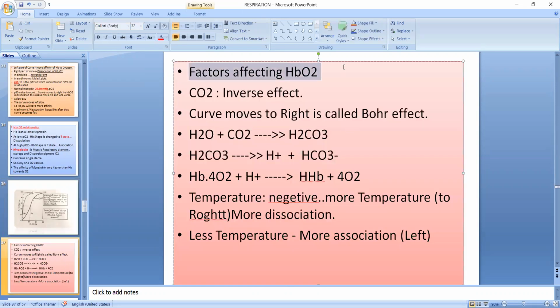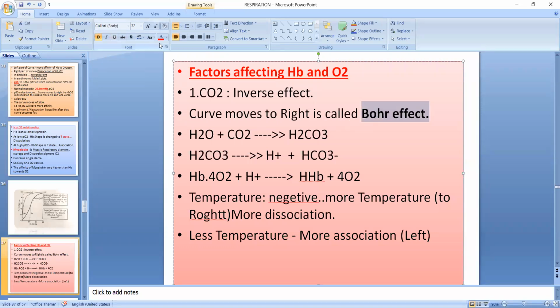Okay, factors affecting oxygen or HbO2 association. See, first one is CO2. Simple. Okay, if there is more CO2, there is less association. More CO2, less association. Then there is HB ki O2 ki madhya less association. That's why negative అనొచ్చు లేదా ఇన్వర్స్ ఎఫెక్ట్ అని అనొచ్చు. ఎక్కువ CO2 ఉంటే సో HB కి O2 కి తక్కువ అసోసియేషన్ ఉంటుంది, HB నుంచి O2 డిసోసియేట్ అవుతుంది. దట్స్ ఇట్. ఓకే, సో కాబట్టి కర్వ్ మూవ్స్ టు ద రైట్ సైడ్, దట్ ఈస్ కాల్డ్ బోర్ ఎఫెక్ట్.